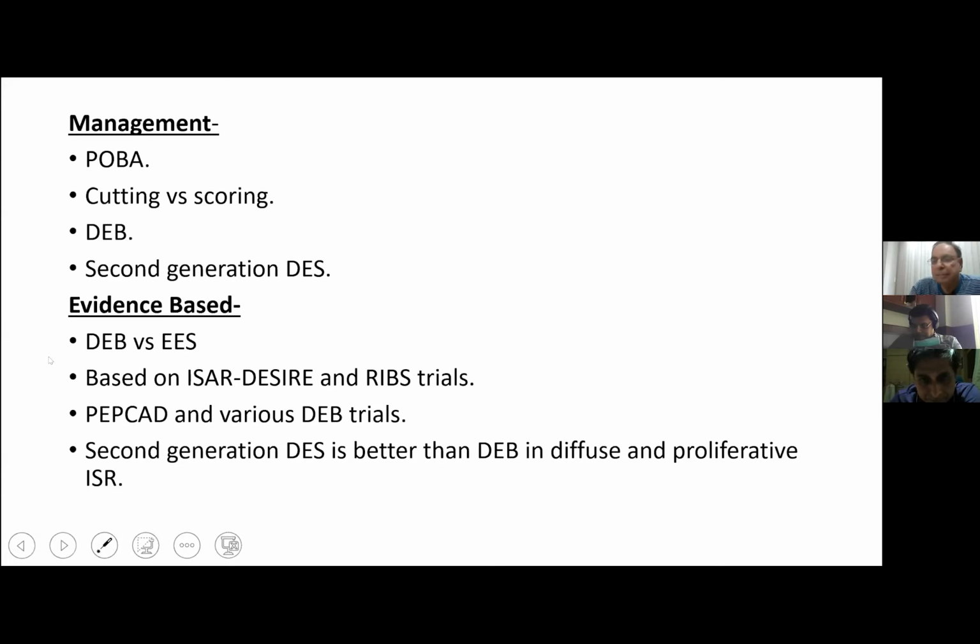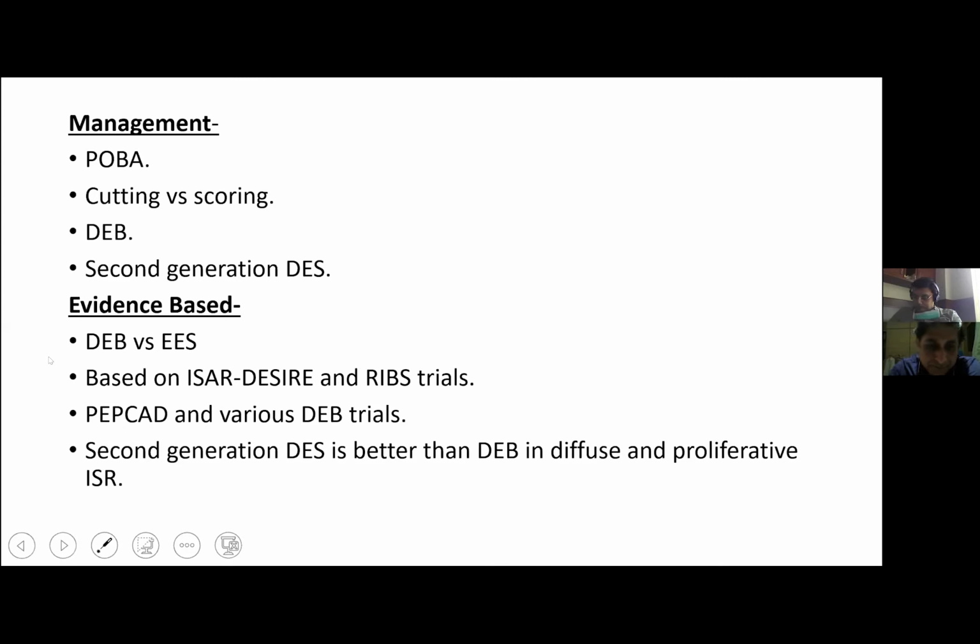So we need to know when to use a cutting balloon and when to use a scoring balloon. Particularly in a case like a layered heterogeneous ISR that is limited to within the stent, in a focal or diffuse pattern, with good preparation, if the dissection is not extending beyond the earlier stent, one can get away with the drug-eluting balloon also. Of course, there is always an option of a stent.